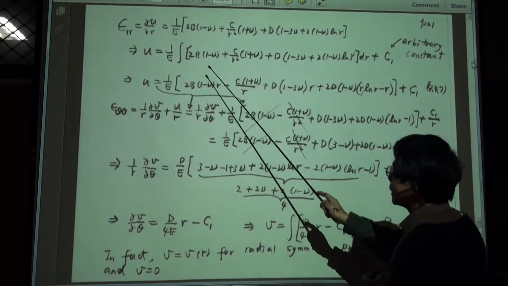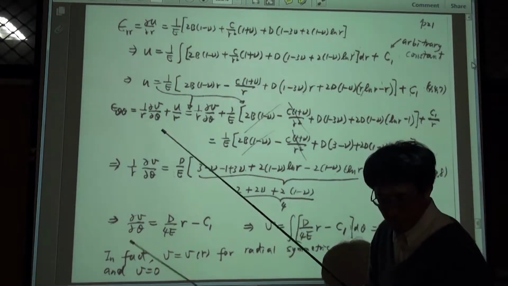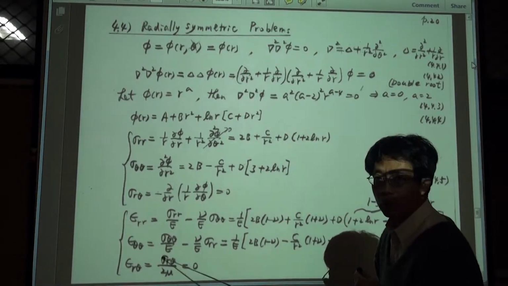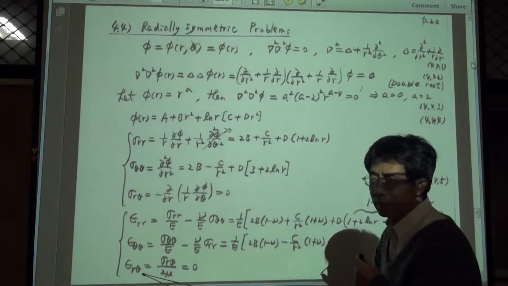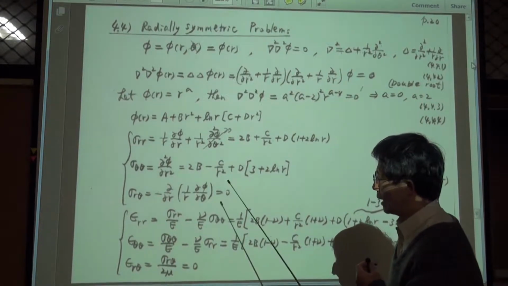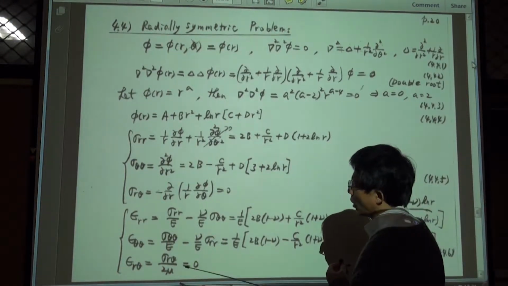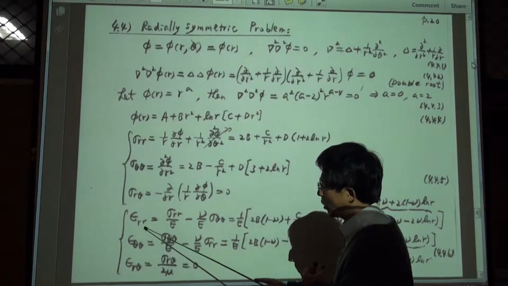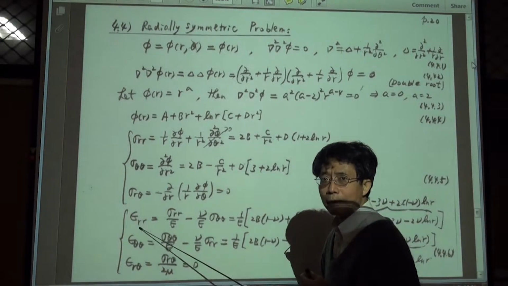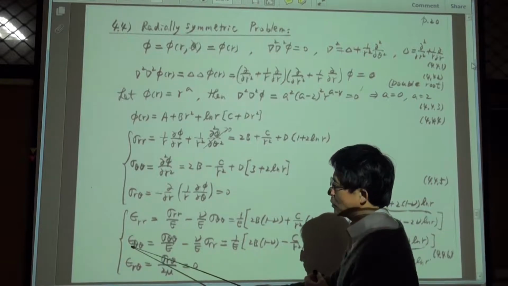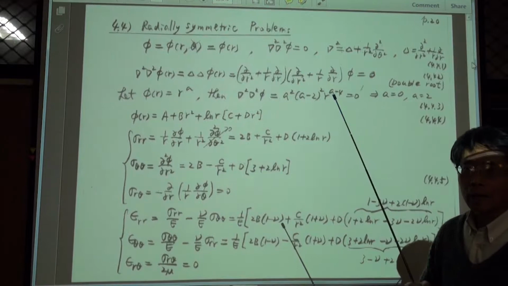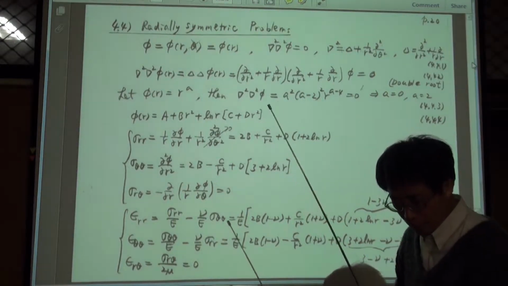We use two equations to solve two unknowns. Let me show you. Here we have three strain components, but this one is satisfied automatically because we are solving a radially symmetric problem. So the only two conditions we should consider are this one and this one. Using epsilon r equal to this function and epsilon theta equal to this function, we have two equations. Two equations to solve for two unknowns.